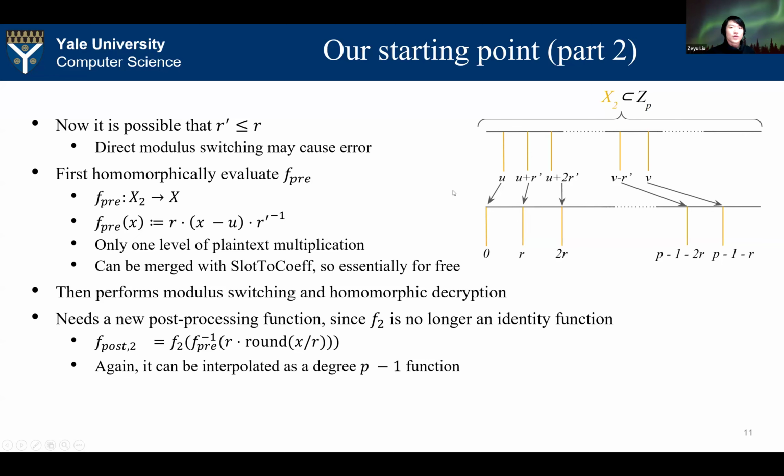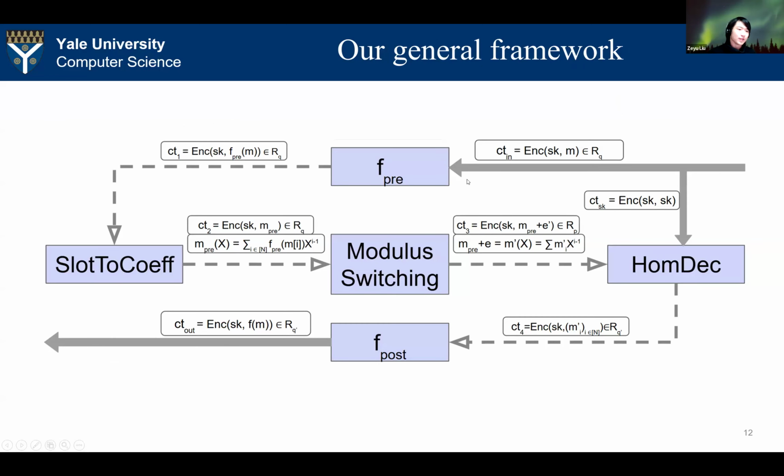Okay, so with all this, we can conclude and say that this is our general framework. We have this ciphertext input. We evaluate some function f pre-processing, and then we get some output and evaluate the slot-to-coeff. Again, it's not important for the sake of this talk. And then we perform modular switching, homomorphic decryption, and evaluate some function f post at the end. Okay. So this is the general framework we have.